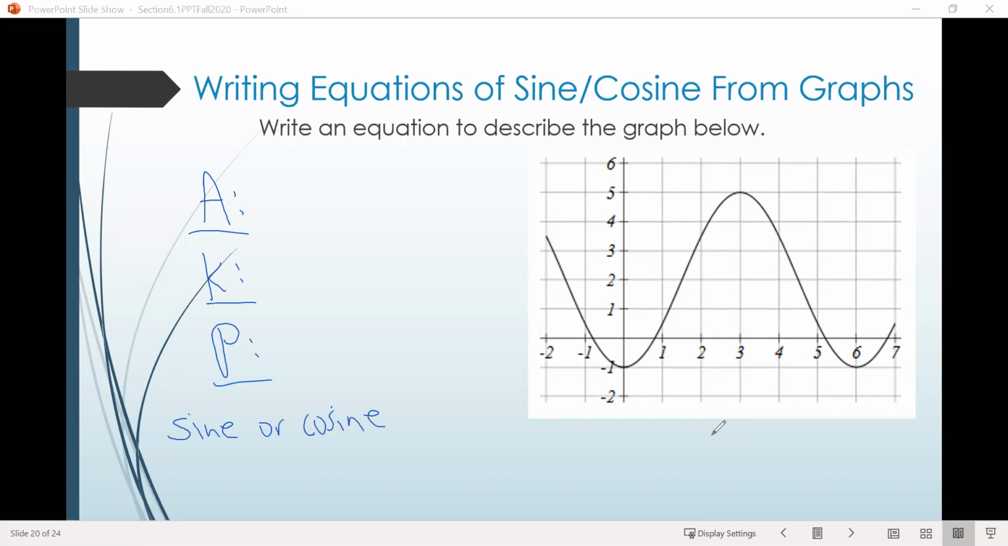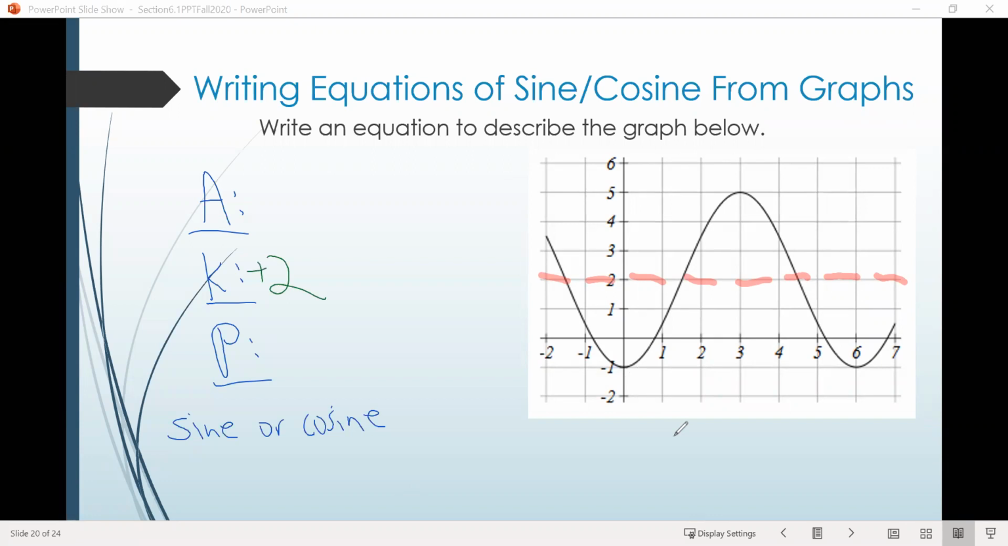And I would say that, kind of like we did when we graphed these, where we started by drawing the midline, we would want to start here by identifying where the midline is. And recall the midline is something that goes right through the middle of the function. And it looks like, from my perspective, this would be the horizontal line here that goes right through the middle of the function. And it looks like that's a value of 2, positive 2.